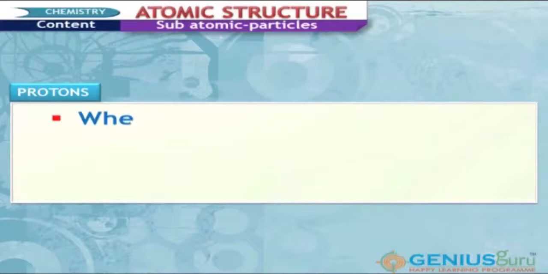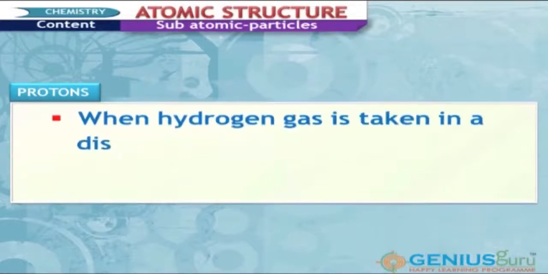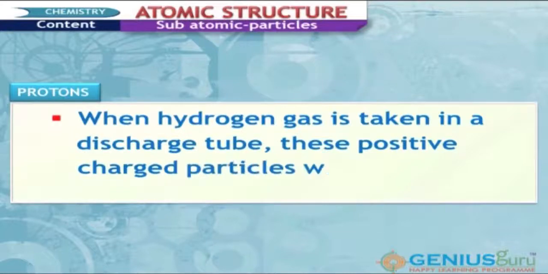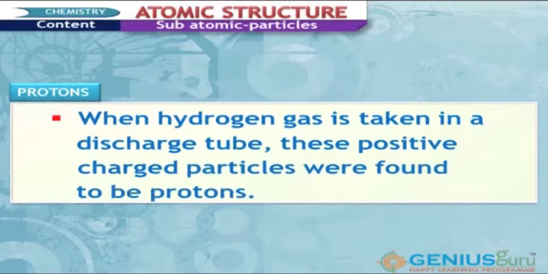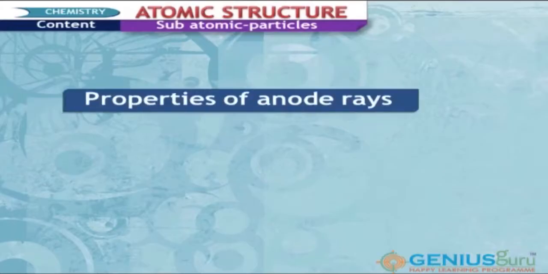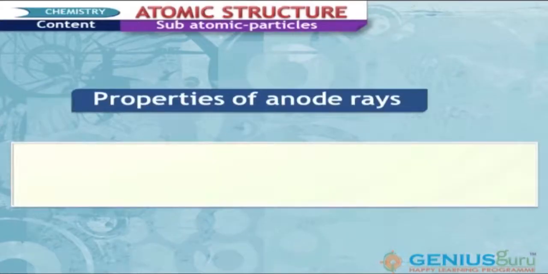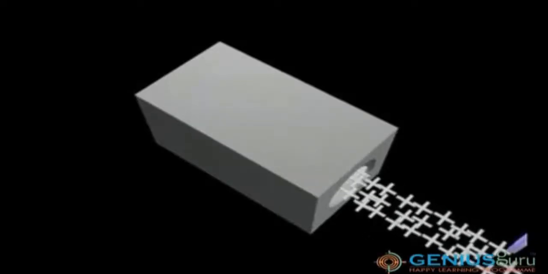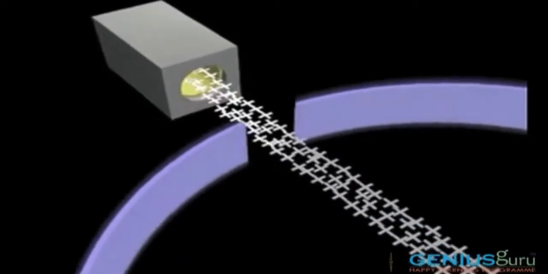So here, when hydrogen gas is taken in the discharge tube, these positively charged particles were found to be the protons. This is the discovery of the anode rays. From this, we can go to the properties of anode rays. Anode rays travel in a straight line, and these are material particles.